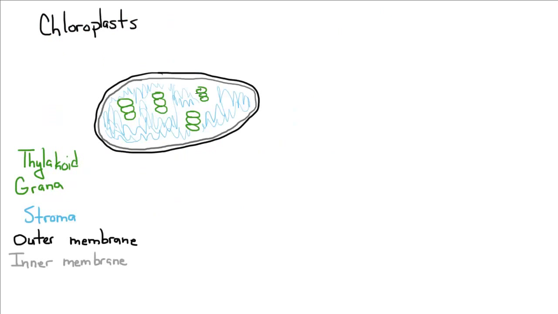And you can see my little drawing here of the chloroplast. You got the outer membrane, the inner membrane, the thylakoids, which are organized into big stacks called grana, or grana, however you want to pronounce it. The stroma is just this material between the thylakoids and the inner membrane.